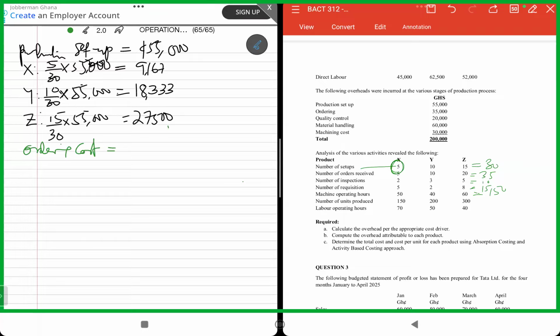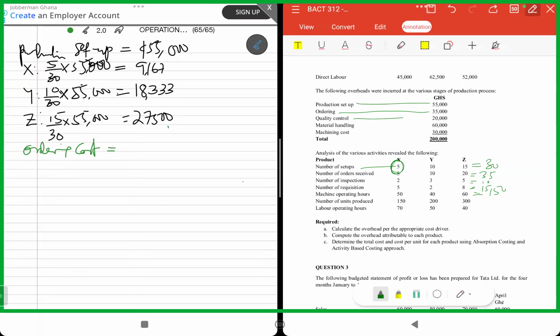What is the ordering cost? 55,000. Please look at the question, we don't have time. Ordering is 35,000. What are you ordering? Look at the question, you are writing the wrong thing. 35,000. Look at the question, you are looking into your book.